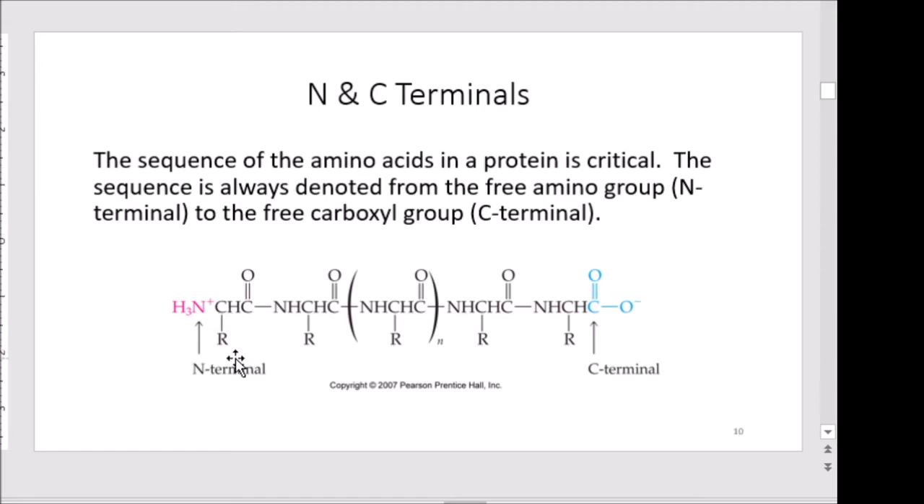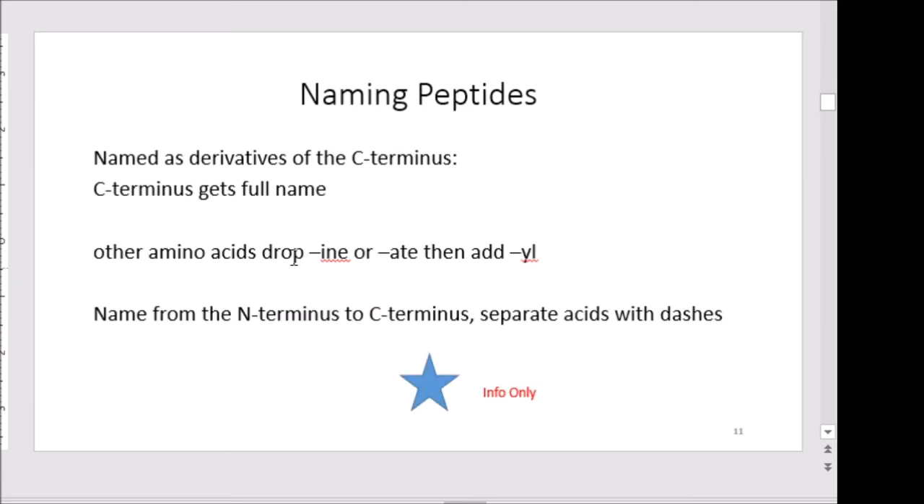All right. Now the order, you always name it from the left to the right. So you always start from the N terminus to the C terminus, even if they flipped it around and wrote it backwards. So if we were going to name these, you would look up the R, and everything's considered a derivative of the full name. So you drop the YL and add YL, and you do all that stuff. I'm not going to hit you with that.